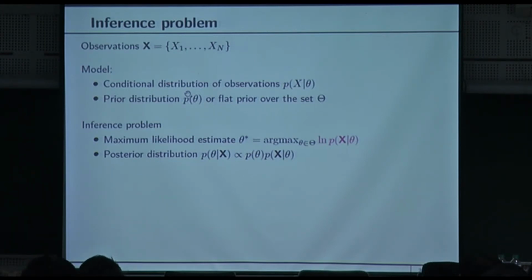We love sums compared to products, and therefore maximizing the log likelihood turns out to be a better idea. So we're going to work with that in a moment. Another possibility is to look at the posterior distribution. The prior distribution was p(theta). I observe x, and now, having observed x, my belief about theta changes.